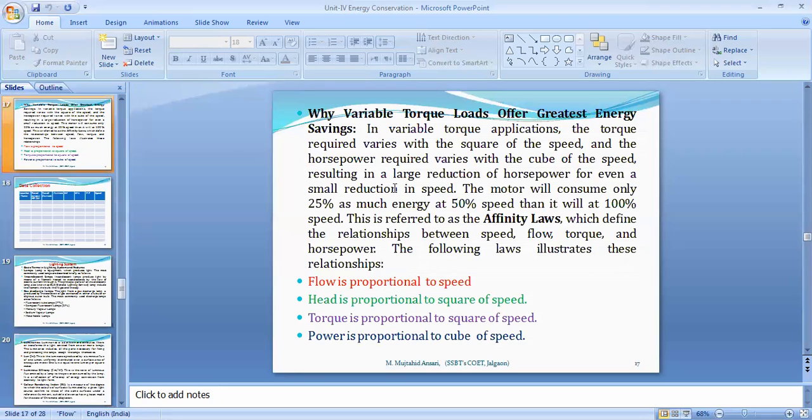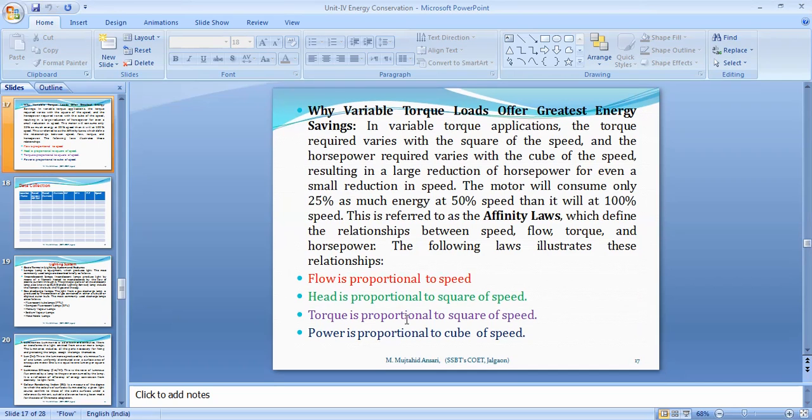So what are the different types of loads? Flow is proportional to speed. If you want to increase the flow or maintain the flow, we have to keep the speed constant. Head is proportional to the square of speed. The head, that is the lifting height of the fluid or water, depends upon the square of speed. Torque is proportional to the square of speed, so where you require high torque, the speed is more. Power is proportional to the cube of speed. So these are some relations for the different types of loads.